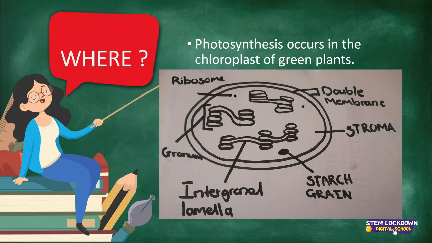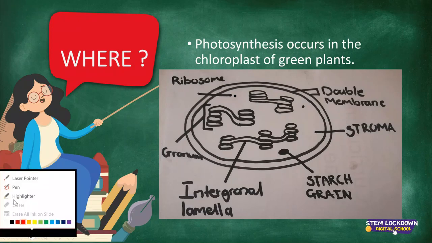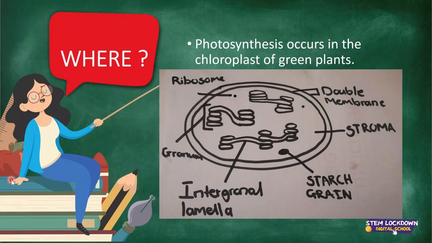All right. So this is a cross section of a chloroplast. Let me just get my laser again. Okay, right. So this is a cross section of a chloroplast. The chloroplast is found in the leaf. In the leaf, not in the root, not in the stem, in the leaf of a plant. That is where we get our chloroplast. And then in the chloroplast, we have a double membrane. As you can see, we have the outer one here, and then we have the inner one.